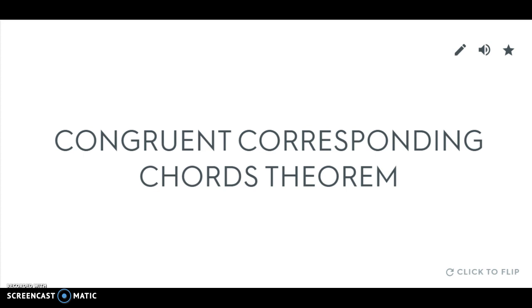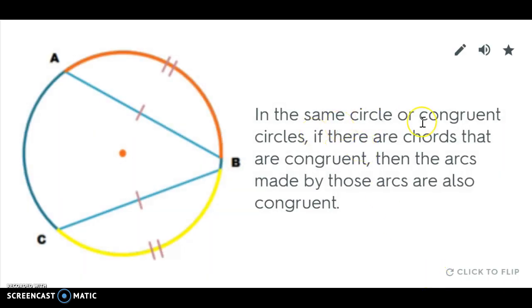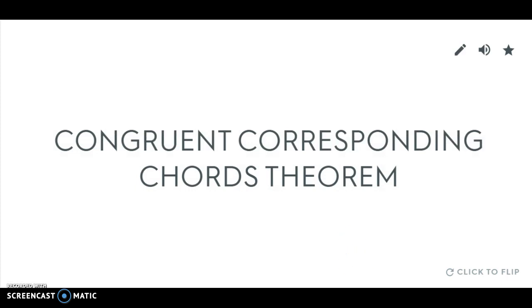The first one is the congruent corresponding chords theorem, and what that means is that if you have two chords, like chord AB and chord CD, in the same circle and they're congruent, then their arcs are congruent. So chord AB makes this arc AB, and it's congruent to chord CD, which makes arc CD. Because the chords are congruent, the arcs that they intercept are also congruent.